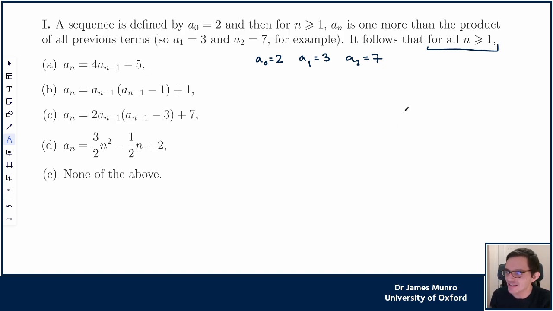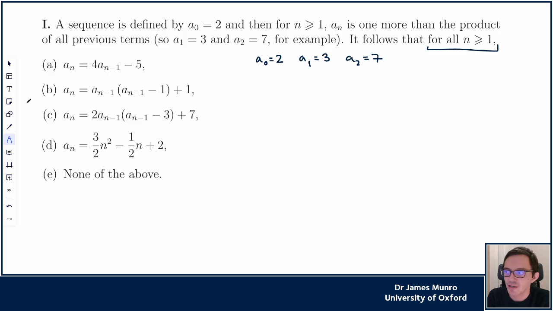We could calculate the next term. I think the next term turns out to be 43, because 7 times 3 is 21, times 2 is 42, plus 1 is 43, and then only one of them works, but we should still be suspicious that it's none of the above. So it's possible that even if one of the formulas works for n equals 3 as well, it might not work for n equals 4, or it might just stop working later on. So that's one approach that doesn't work very well, especially because plugging in 1 and 2 is quite slow.